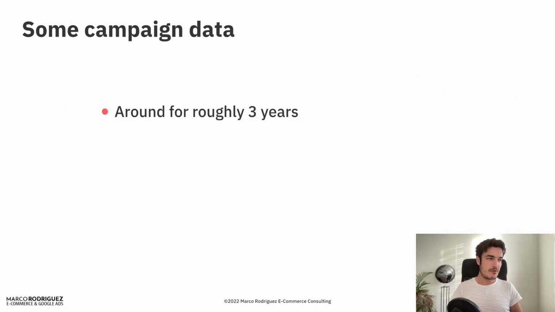The campaign has been around for roughly 3 years now. It was around before I started helping and managing the ads as well. Of course, since I came in, I made a lot of changes. I optimized it and take care of it while I do all the other things on the account as well. But this campaign is pretty old and has of course accumulated a lot of conversion data at this point.